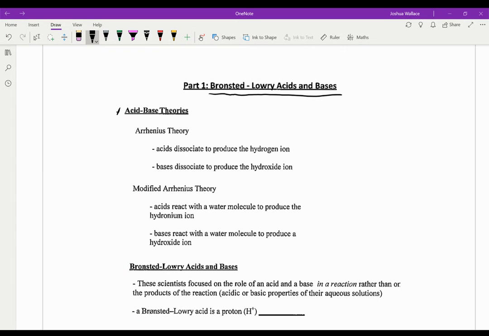So we're going to go over some of the previous acid-base theories that you would have learned in previous chemistry courses, which would include the Arrhenius theory, which is that acids dissociate to produce the hydrogen ion, and bases dissociate to produce the hydroxide ion. An example of an acid dissociating would be HCl dissociating into H plus and Cl minus. A hydroxide would be like sodium hydroxide, NaOH, dissociating into Na plus and OH minus. So our product as a base is the hydroxide ion, and this is our hydrogen ion.